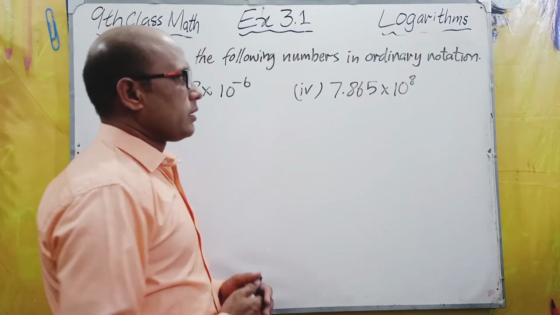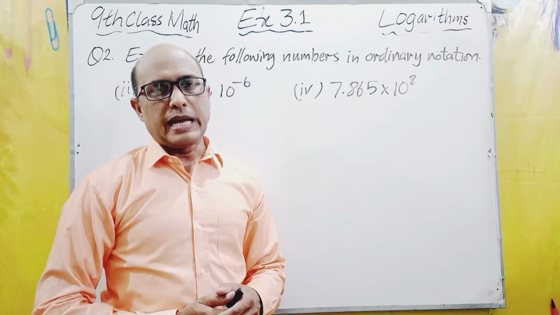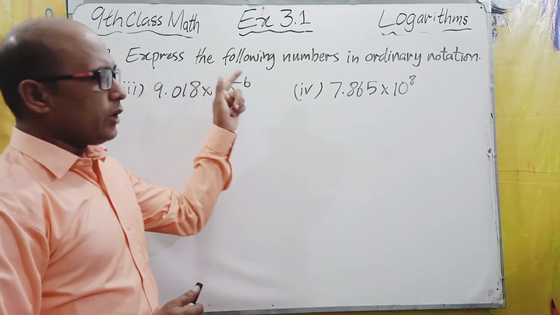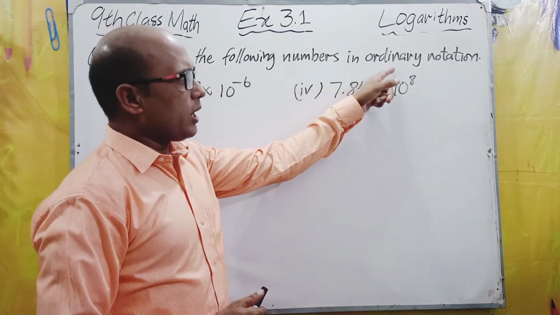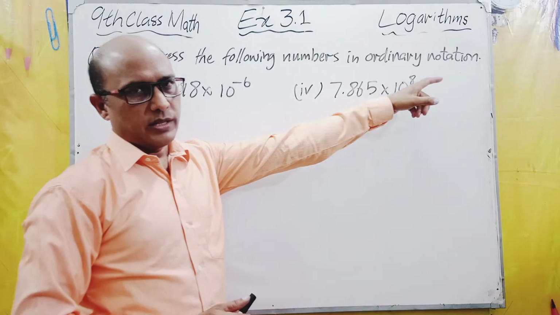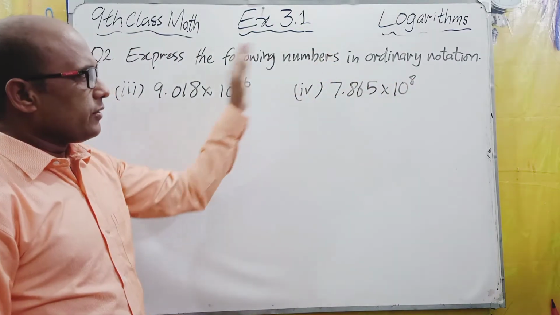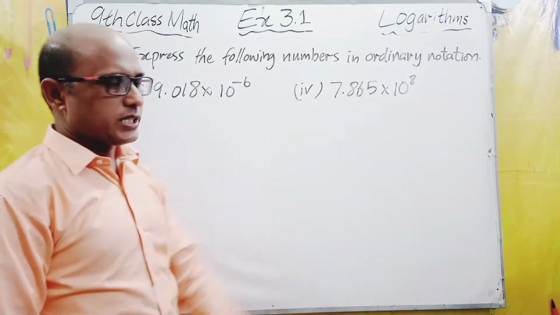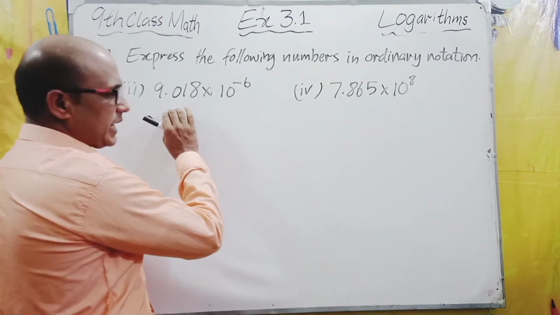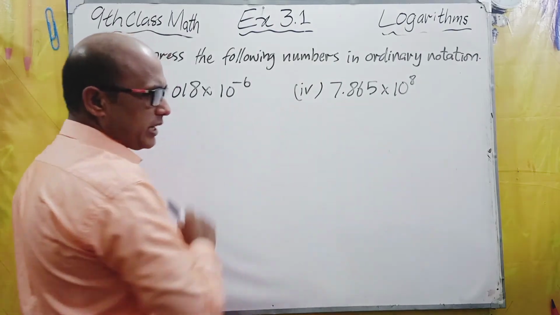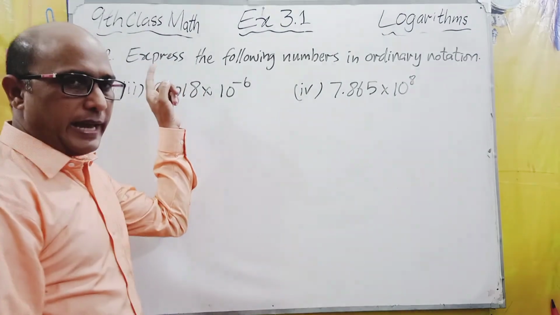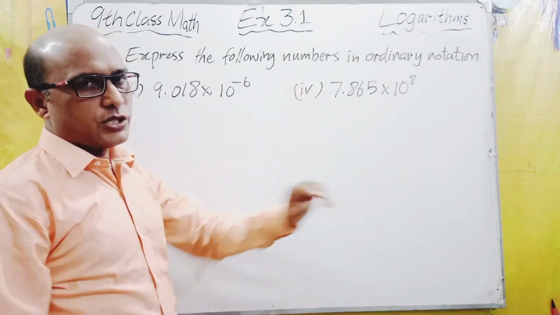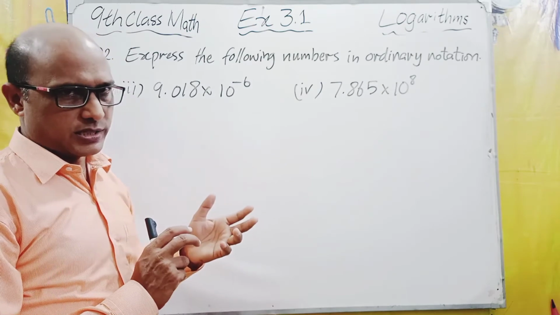Okay students, now we'll do question number 2. Express the following numbers in ordinary notation. In question number 1, we expressed the given numbers in scientific notation. Now we are given numbers in scientific notation and we have to express these numbers in ordinary notation. So it's a reverse process.